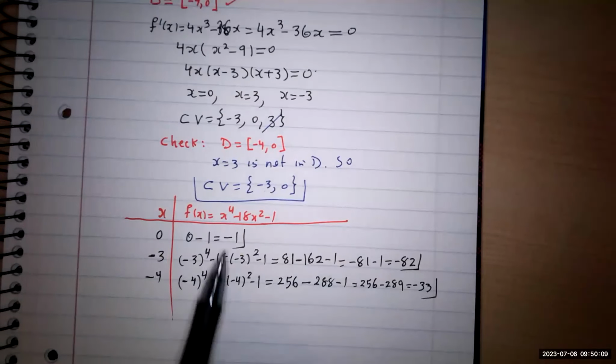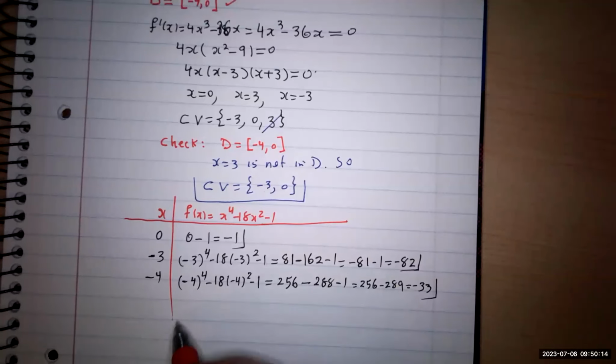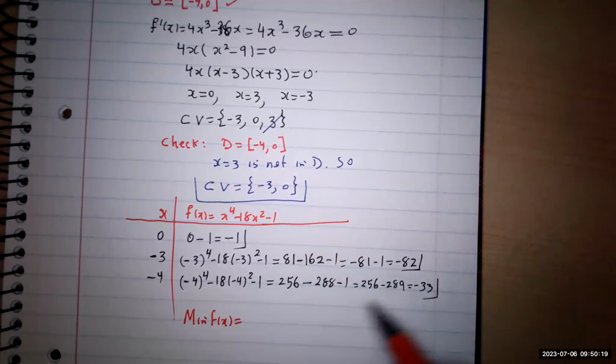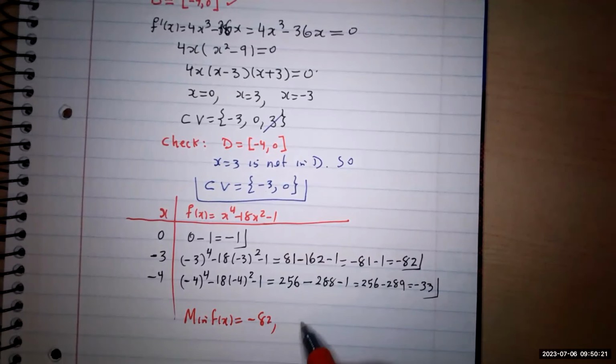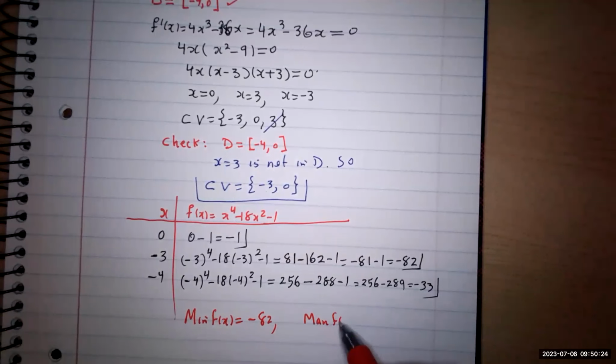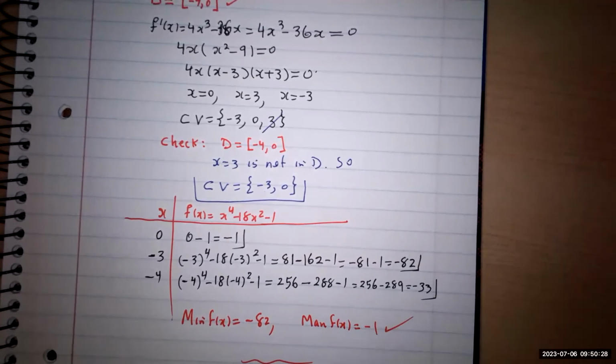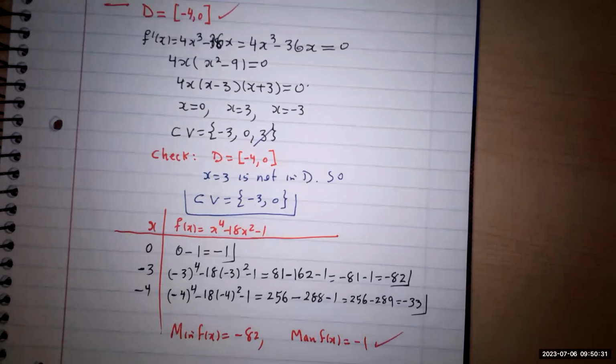Any question? Compare these values together. The smallest one is the minimum. So the minimum value of the function is -82, and the maximum value of the function is -1, and you're done. So this is the way you do the absolute max, absolute min. No test is needed, because by the Cauchy theorem, we already got the idea of how we're going to locate this maximum and the minimum.